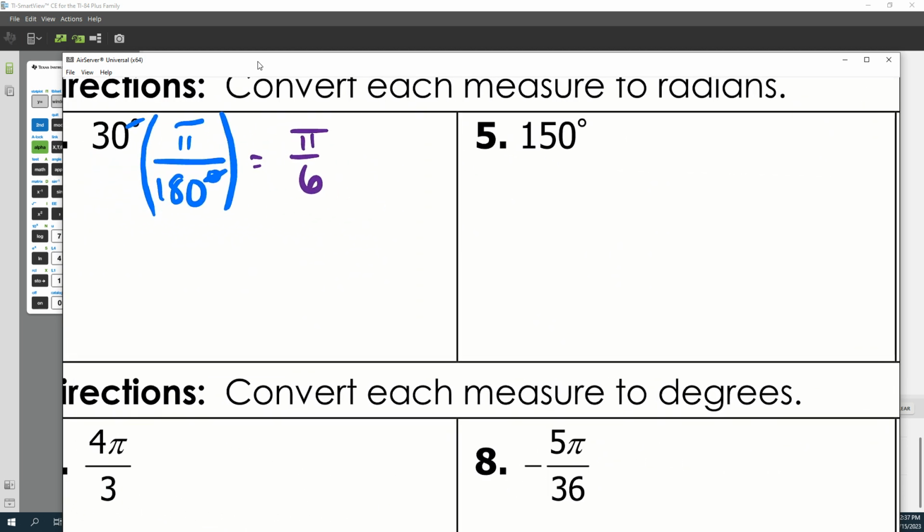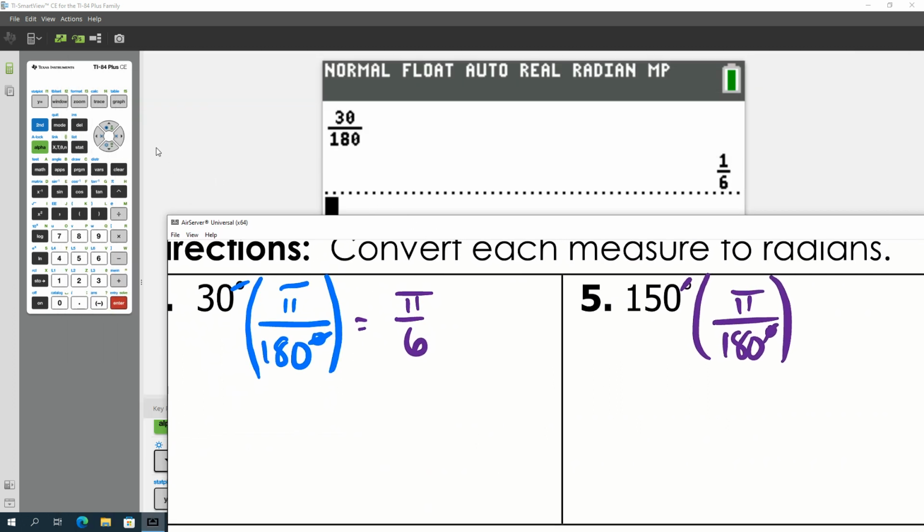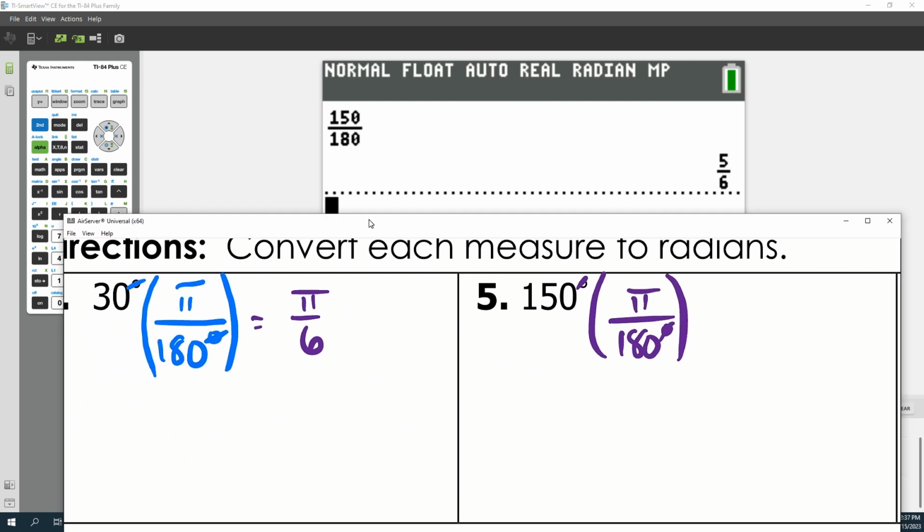So we have 150 degrees. Technically what we're doing is we're multiplying by pi over 180, which cancels out degrees. In the calculator, we're going to do alpha y equals 1. We're going to put 150 on the top, and we're going to put 180 on the bottom. And I get that. And then we're ready to put pi on the top. So it's going to be 5 pi over 6.